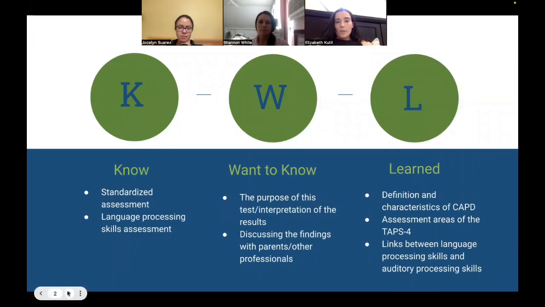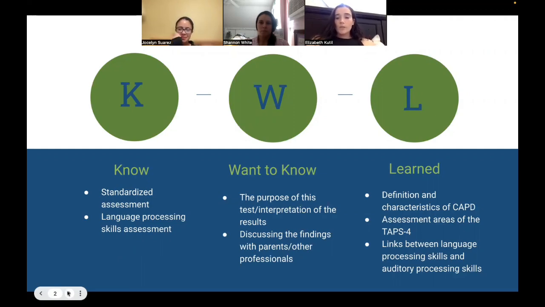So what we know already about the TAPS 4 is that it's a standardized assessment and it's a language processing skills assessment. So what we want to know about this assessment is the purpose of it and the interpretation of the results, and how we can discuss the findings with parents and other professionals.